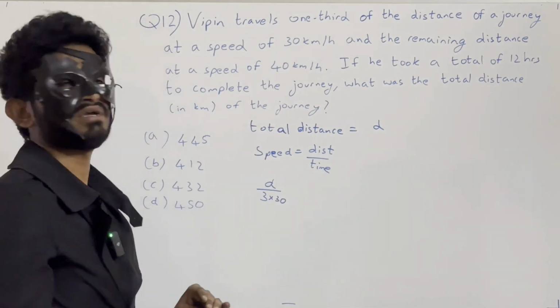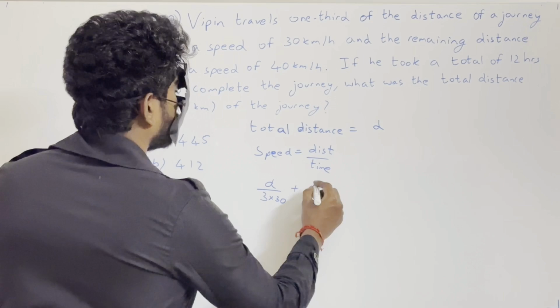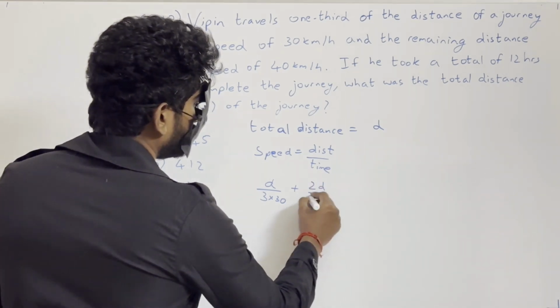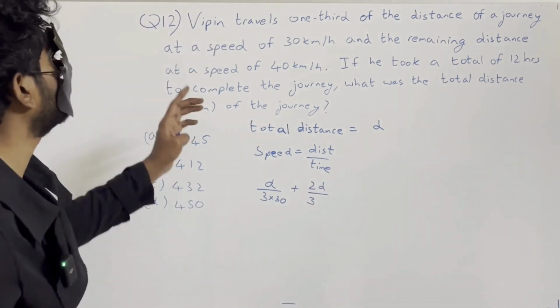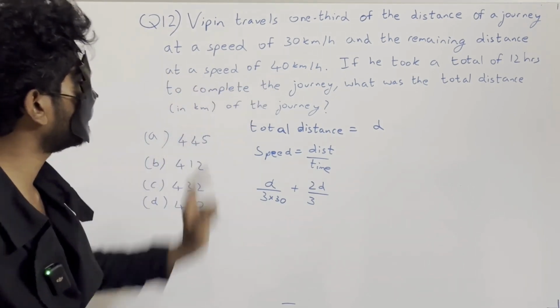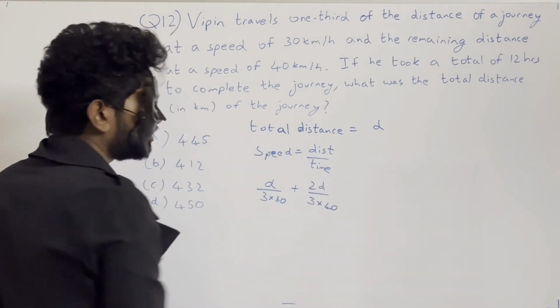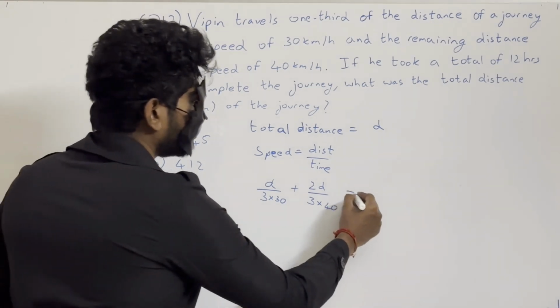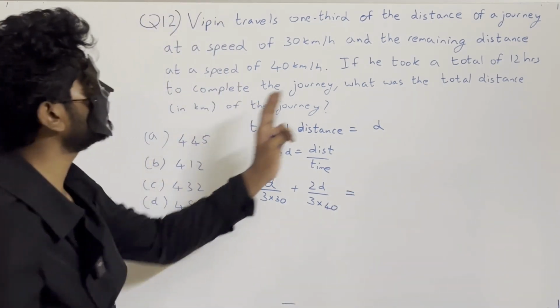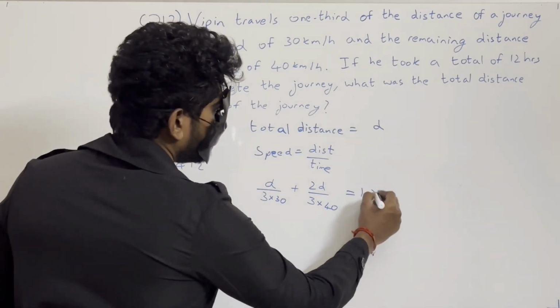And what will be the remaining distance? Remaining distance is nothing but 2/3, right? Remaining distance is nothing but 2/3, that is 2d by 3 divided by the speed. He is traveling the remaining 2/3 of the distance at 40 kilometers per hour. So divided by speed is nothing but 2d by 3 into 40. So this is nothing but the total time taken, and it's given that he took a total of 12 hours to complete the journey. So this is equal to 12.